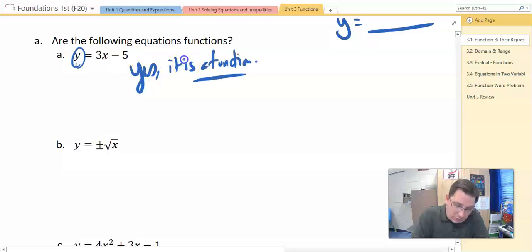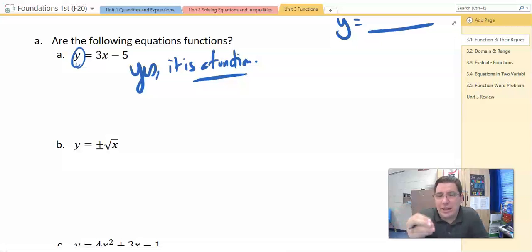And it meets the rules, right? We were able to solve it for y with an exponent of 1, and when we try values in for x, we don't get any repeats, okay? So let's look at B.